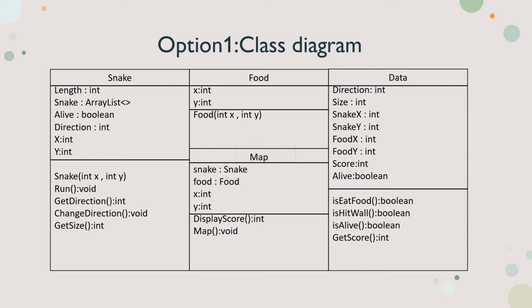Round method is responsible for keeping the snake moving towards the direction of the head. For food, x and y represent the coordinates of the food, and the food method represents the generation of a new food randomly, except for the snake body on the map.